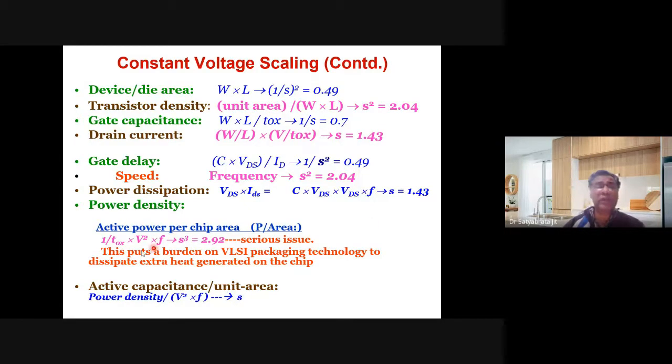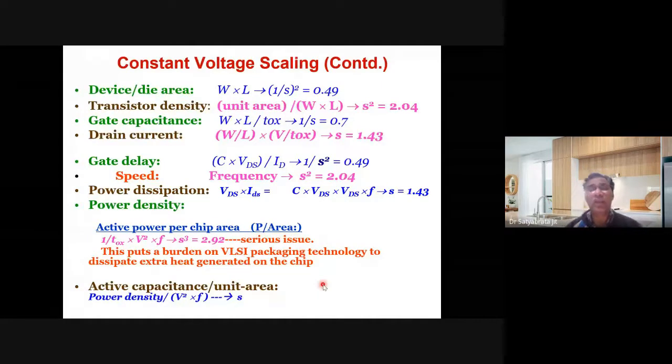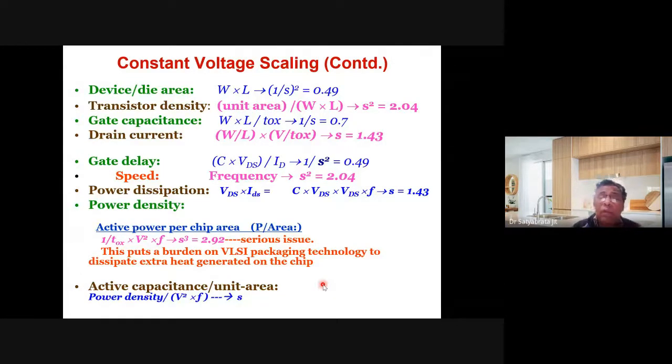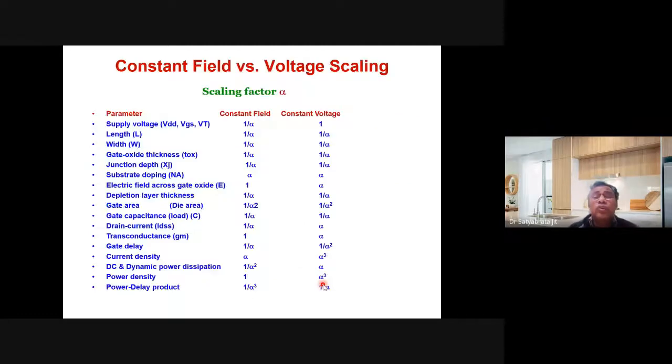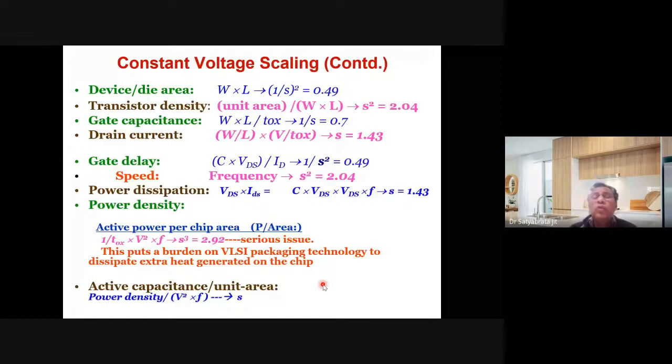The active power dissipation per area was 2.92, almost three times. That is a serious issue. So this technique is not suitable for low power applications. In that way, IC technology also grew in two ways.